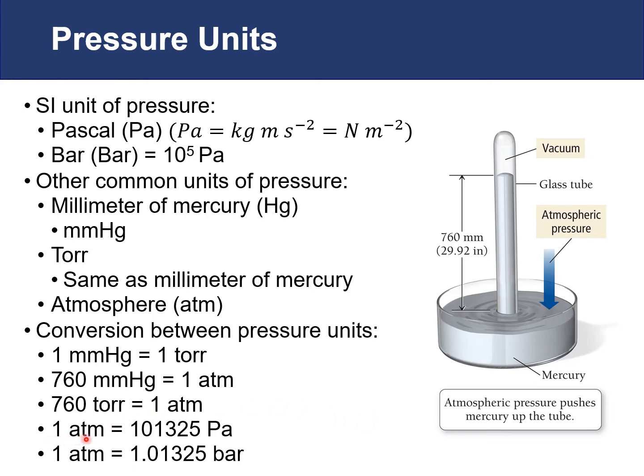1 atmosphere is equal to 101,325 Pascal, and because 1 bar is 10 to the 5th Pascal, that means that 1 atmosphere is 1.01325 bar.